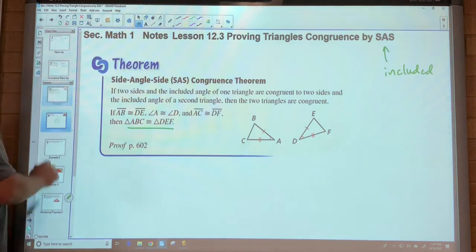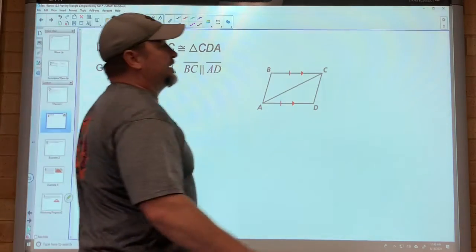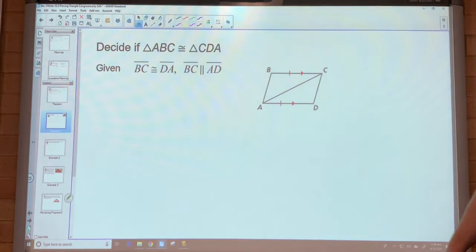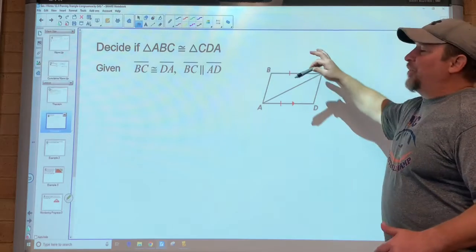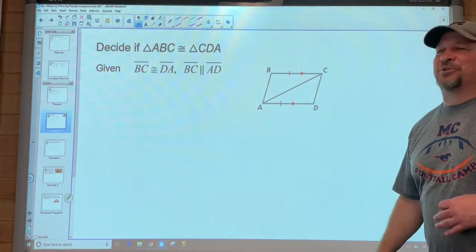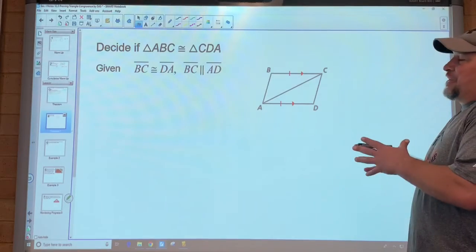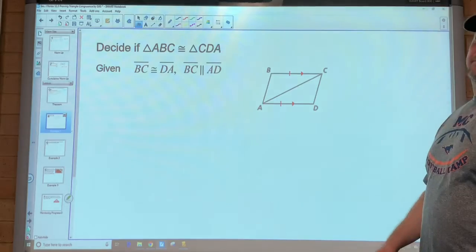All right, we're gonna move on to this. We're gonna decide if we can tell if these two triangles are going to be congruent. Notice that the diagonal makes them. And what I want to point out about a couple of things on this is the diagonal is part of both triangles. You have to make sure you recognize that, okay? And then I'm going to pull this apart after I do a few things, okay?